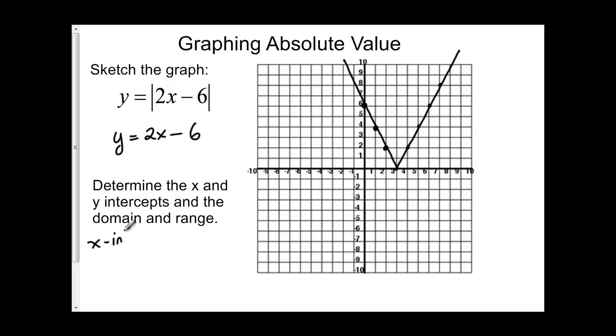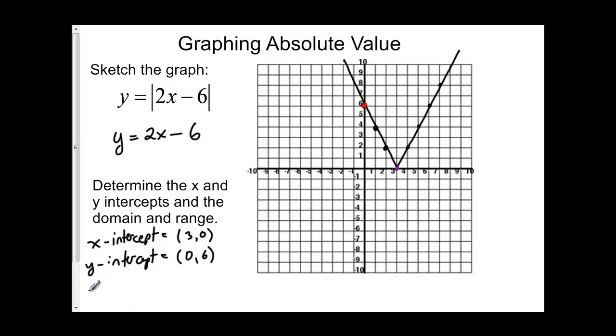My x-intercept, I can read off my graph, and that's the location where my graph goes through 0. So in this case, it's at +3. So my x-intercept is the point (3, 0). My y-intercept is where my graph goes through the y-axis. So that's going to be this point right here. In this case, it's going to be (0, 6).